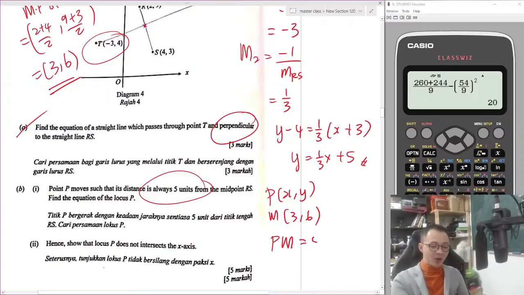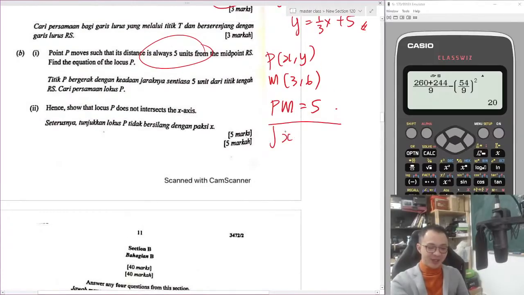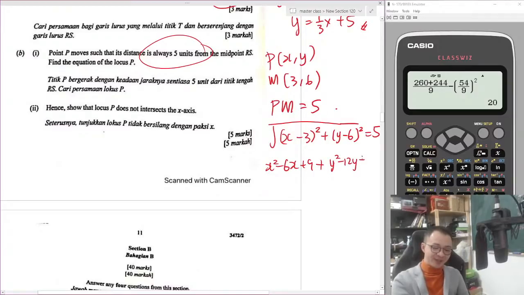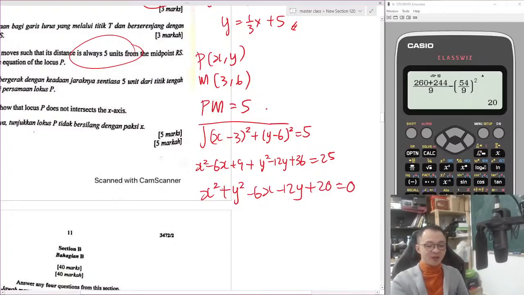So I know PM must always equal 5. This is what they want, right? So in order to get the equation of the locus, we use the distance formula. Square root of x minus 3 squared plus y minus 6 squared equals 5. Alright, solve this one. x squared minus 6x plus 9 plus y squared minus 12y plus 36 equals 5 squared, which is 25. Alright, rearrange this equation. x squared plus y squared minus 6x minus 12y. This one will be 45, 45 minus 25 plus 20 equals 0. This is the equation of the locus we just found by using the distance formula.